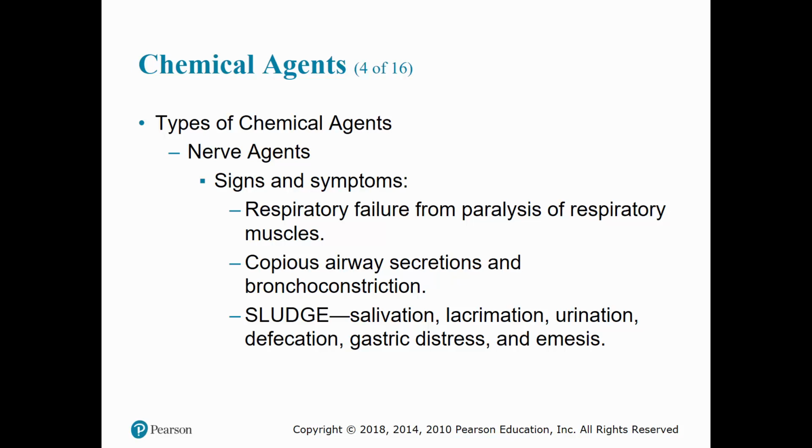We use the mnemonic SLUDGE to help remember these signs and symptoms. SLUDGE standing for salivation, lacrimation, urination, defecation, gastric distress, and emesis.